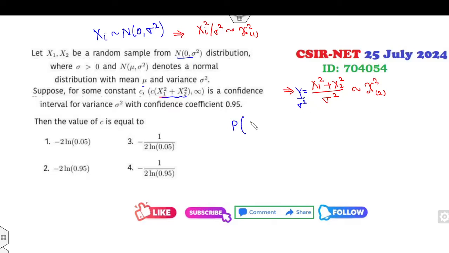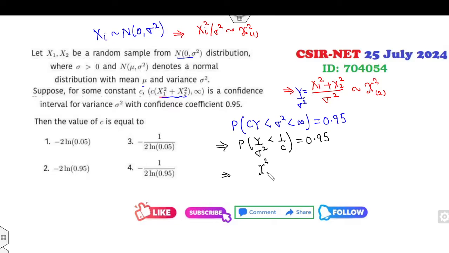According to the statement, the probability that sigma square is less than c into Y, that is the confidence interval, is my 0.95. This is given to you. Since I need Y over sigma square, I can divide by Y sigma square on both sides. It will be 1 over c, which is my 0.95. So this quantity Y over sigma square follows my chi-square of 2 degrees of freedom. It is 1 over c. Fine. Now, have you got the idea? Yes, it's a CDF of 1 over c of the chi-square distribution with 2 degrees of freedom.